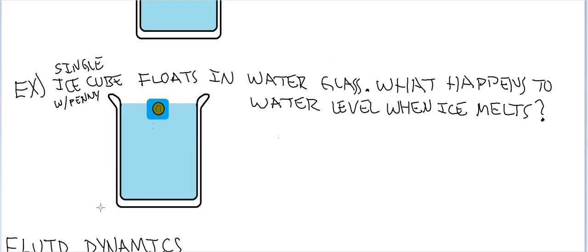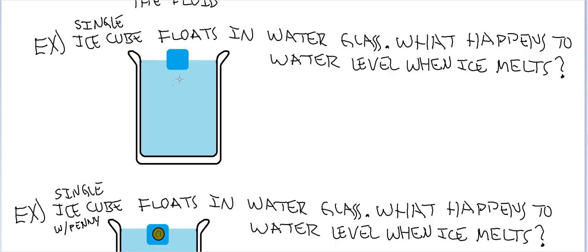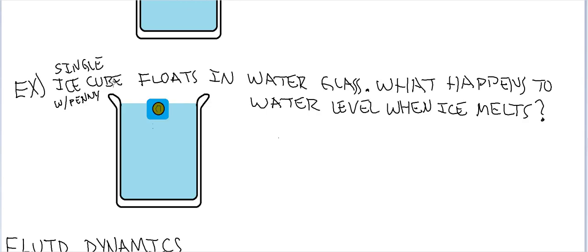So now let's slightly change this problem and examine what happens if it's not just an empty ice cube. This time it's an ice cube with a penny frozen inside of it. If you try this one, don't drink the water afterwards. The penny is probably not super clean.